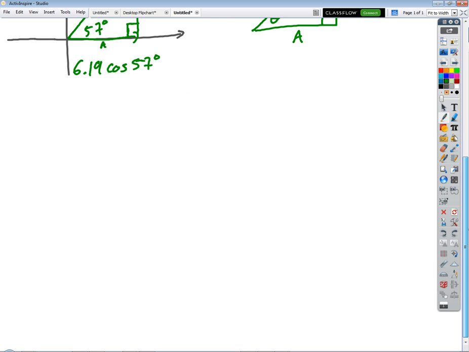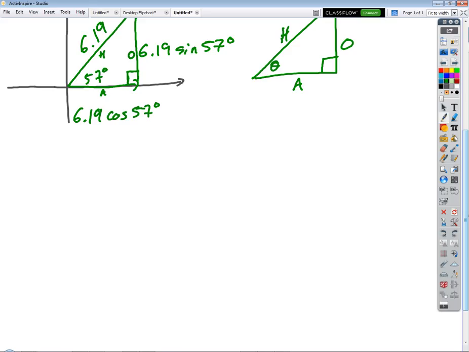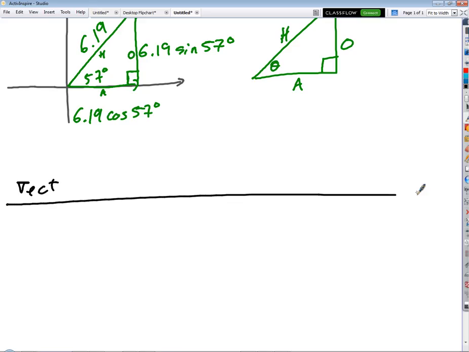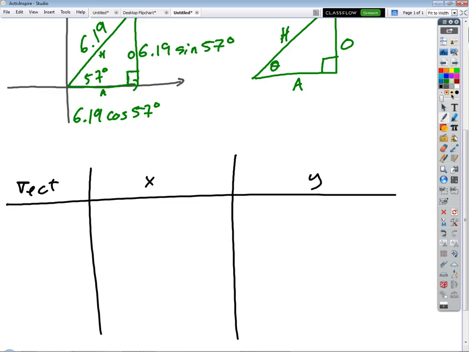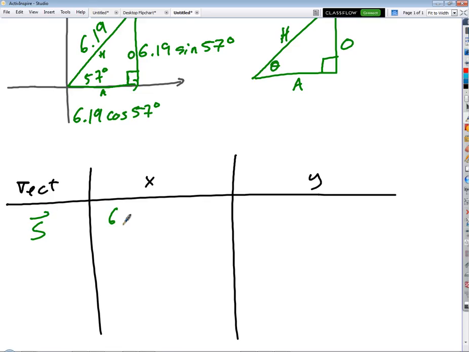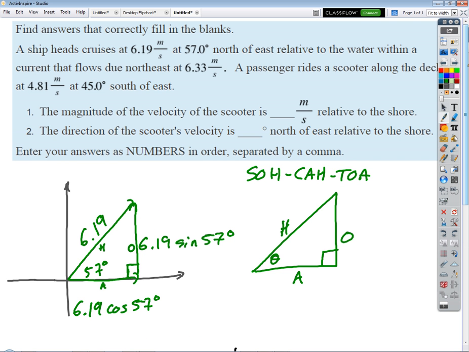Now let's start to build our table down here at the bottom. We've got the vector, the X component, and the Y component. For the vector S, for ship, the X component was 6.19 cosine 57 degrees. How do you know the ship is at that angle? Well, because that's what it told us. It said the ship cruises at that velocity and that angle relative to the water. Make sense? Okay.